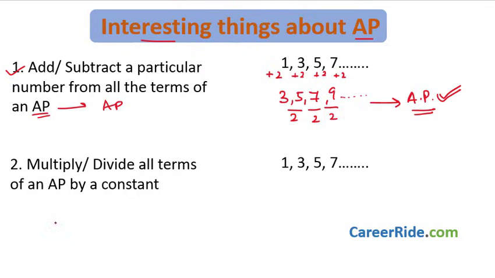Now let's see another interesting thing here. Similarly, the way you added and subtracted things, if you multiply or divide all the terms of an AP by a constant, the resultant is again an AP series.